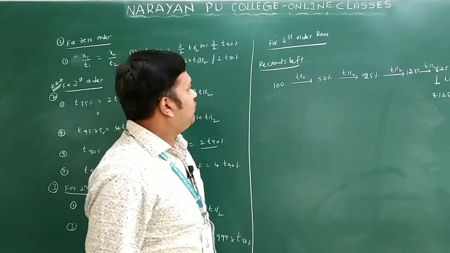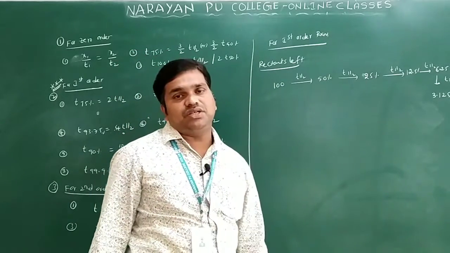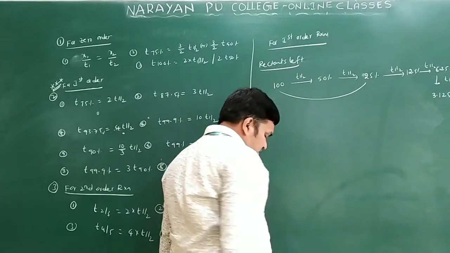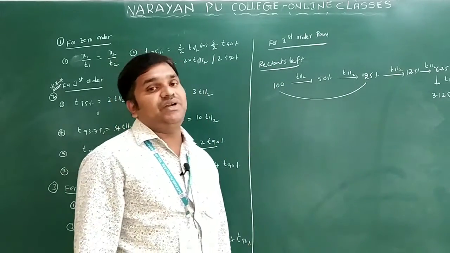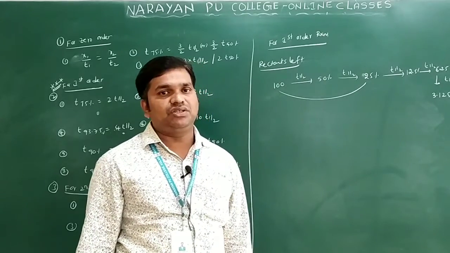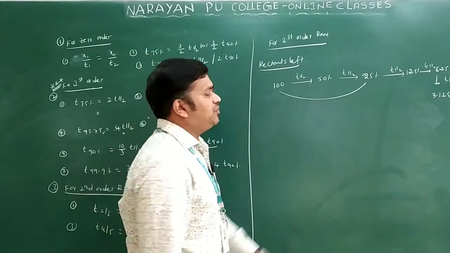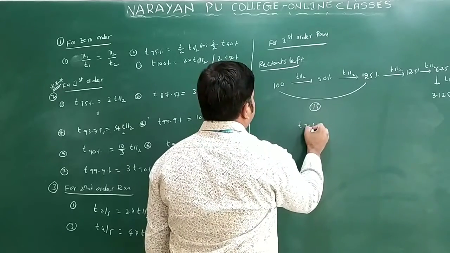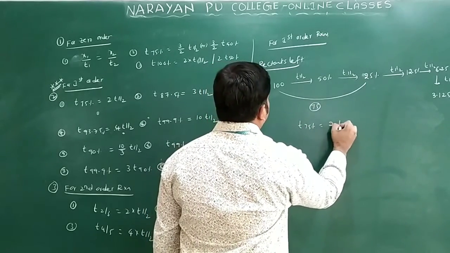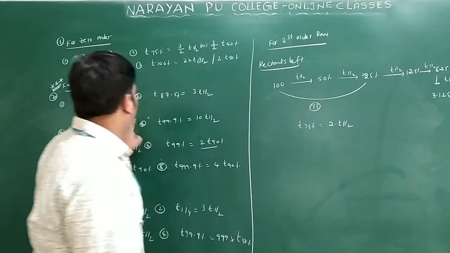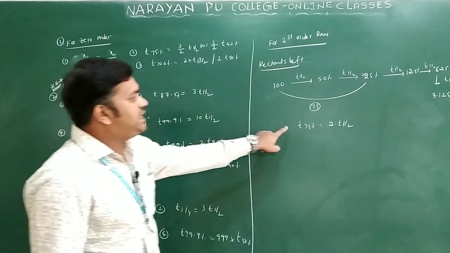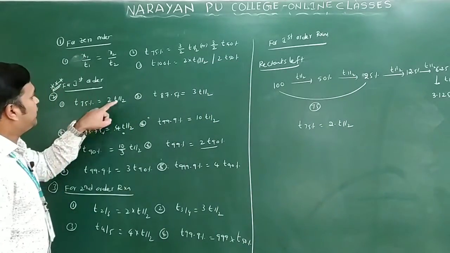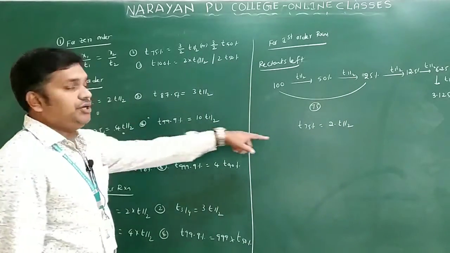Clear? Suppose I want to take from here to here, 100% to 25% I have taken. How much reactant is left here? 75%. Suppose you take T 75%. Here the difference is 75%. So T 75% I am writing here. This is 2 into T of. What is the relation? T 75% here, T of how much here? 2 T of. So the relation is T 75% is equal to 2 into T of.